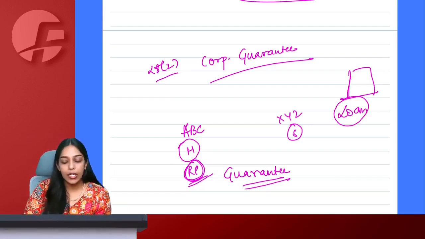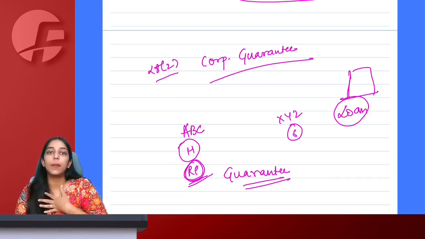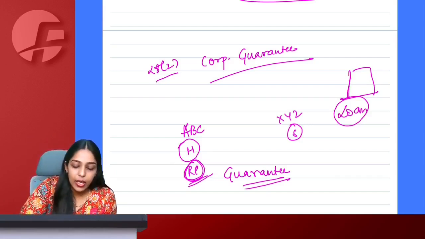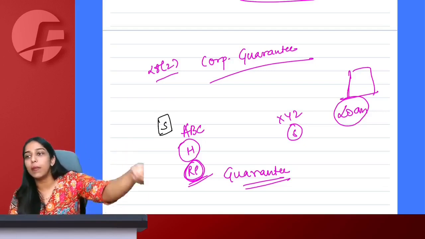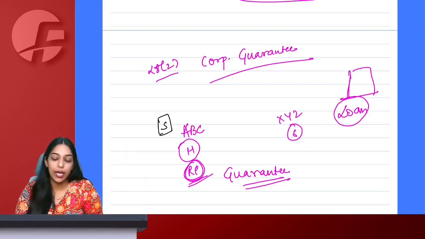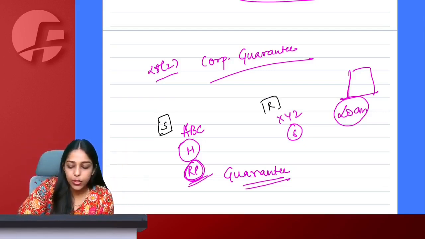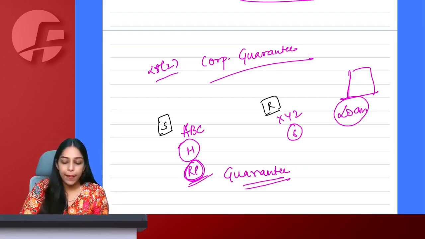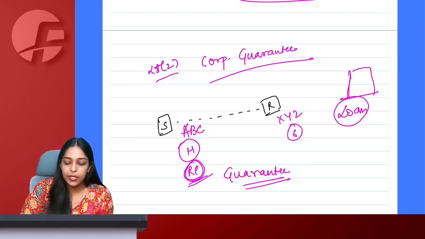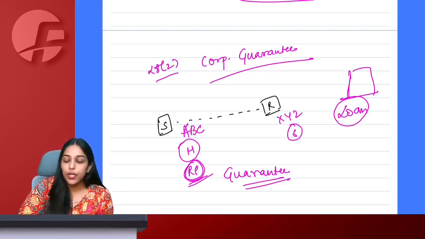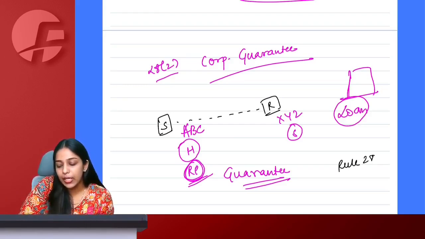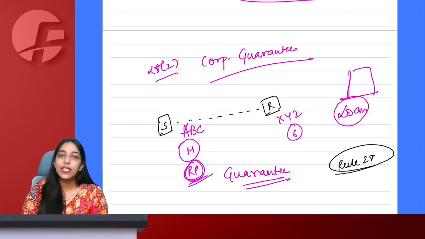Ma'am, we understand that the person giving the corporate guarantee, ABC, is going to be the supplier here. And the person for whom the guarantee is given to the bank, who is taking the benefit of this guarantee, XYZ Limited, is going to be the recipient. Right, ma'am? And they both are related persons here because of the holding-subsidiary relationship. We understand. So should this be valued according to Rule 28? Yes, ma'am.